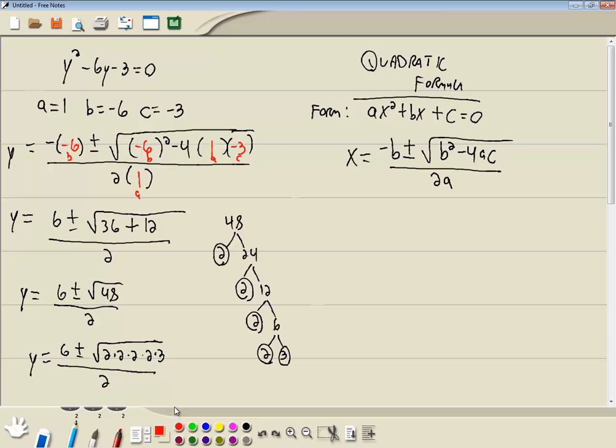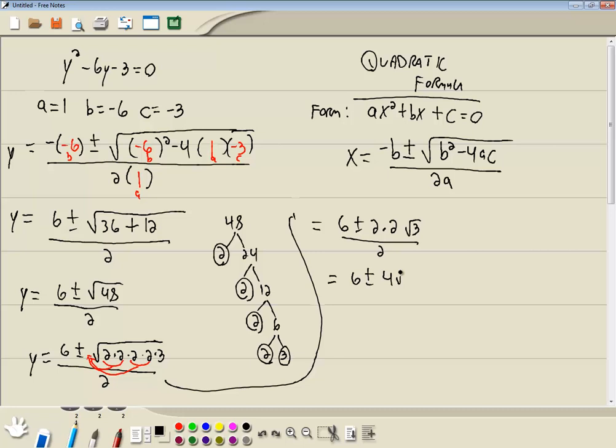Remember, with the square root, we're looking for a pair of somethings. Here's a pair of 2's, so that's going to come out in front as a single 2. And here's a pair of 2's. Those are going to come out in front as a single 2. So we're going to have 6 plus or minus 2 times 2 square root of 3 over 2. They come out with multiplication between them. So we've got 6 plus or minus 4 square root of 3 over 2.